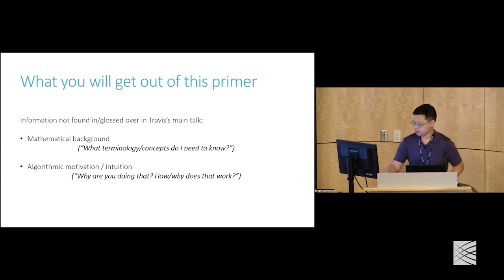Okay. So what we'll get out of this primer is information not found in Travis' main talk, which is some of the mathematical background in terms of the terminology and concepts you'll need to know to understand the main talk. And there are some parts that are going to be a little fast or even glossed over, which is the algorithmic motivation and sometimes the intuition for why things work or why we did things a certain way.